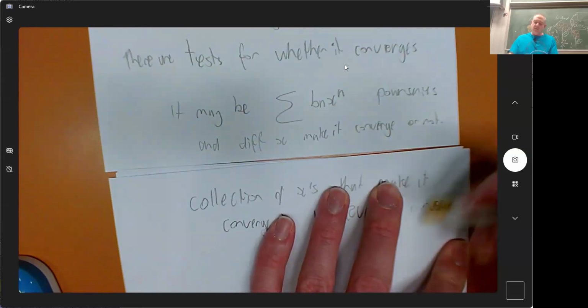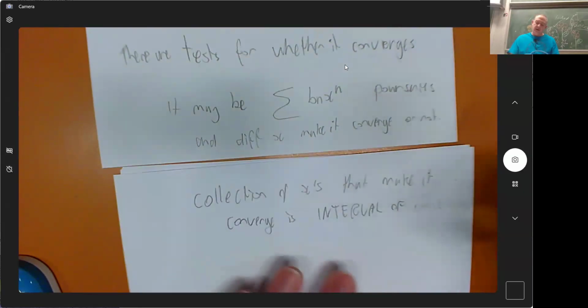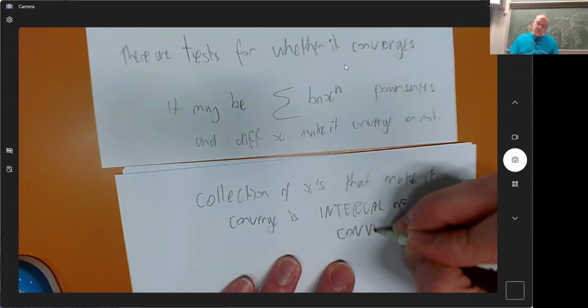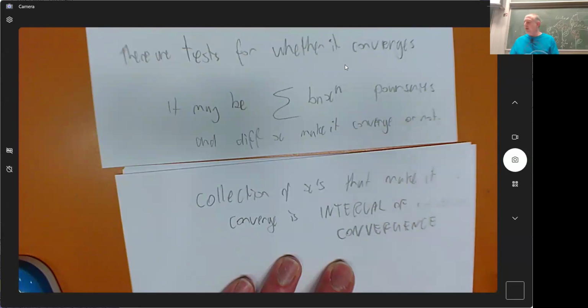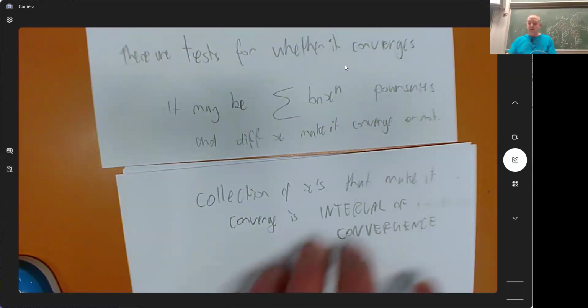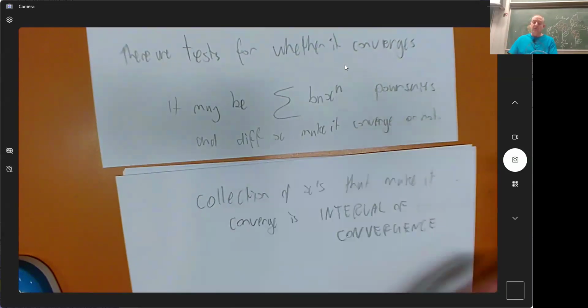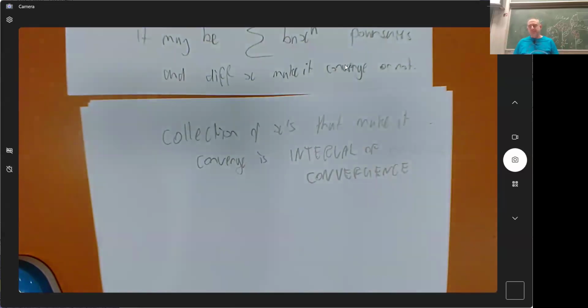That's bad. I'm just going to rub that out. Rather than the interval of convergence. So they are the x's that if you subbed it in and then looked at what the series turned out to be after you've subbed it in, then it would converge. That's what the interval of convergence is.